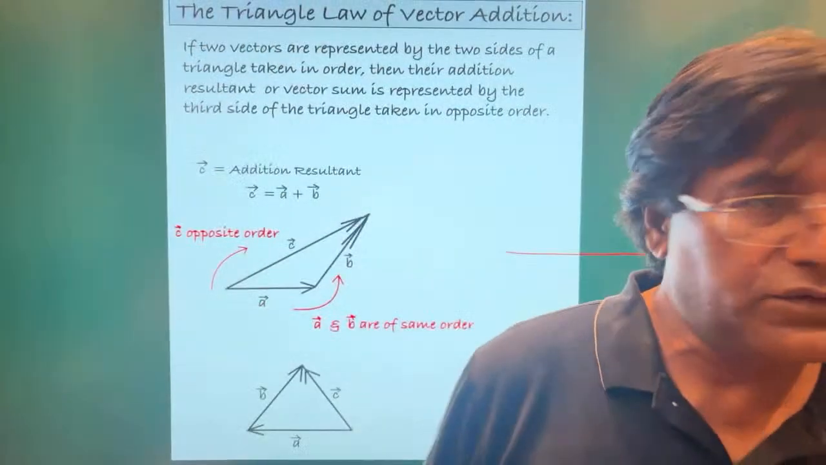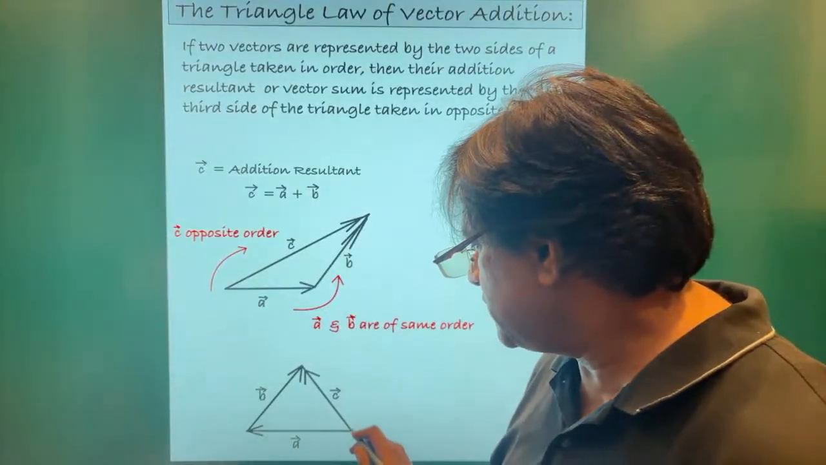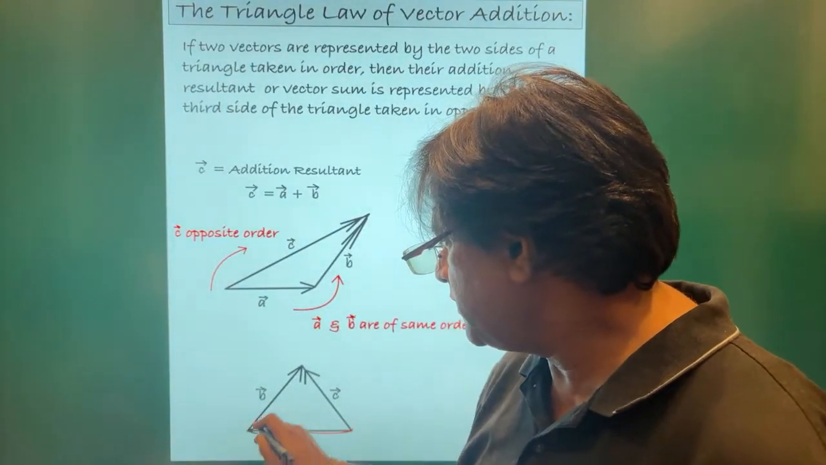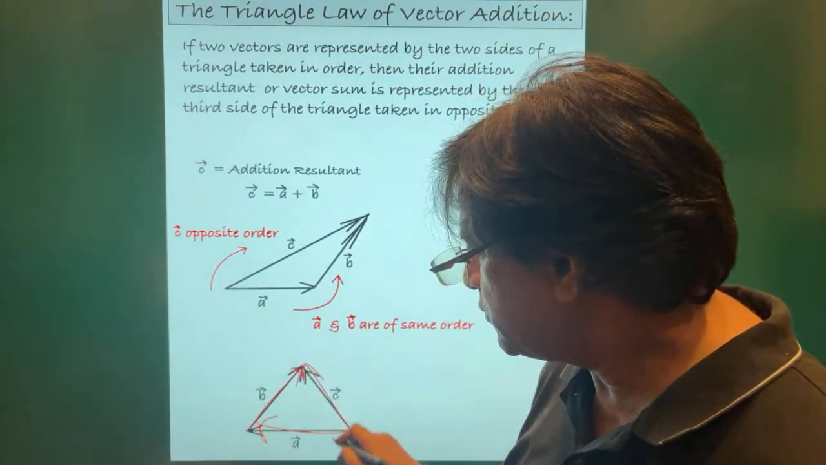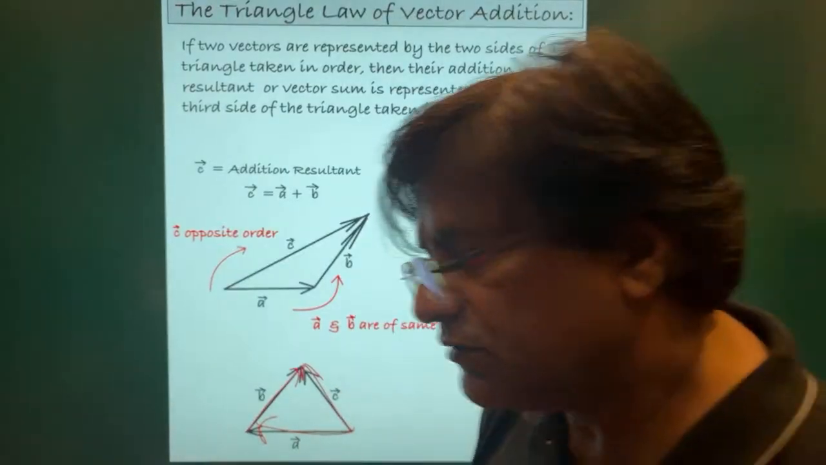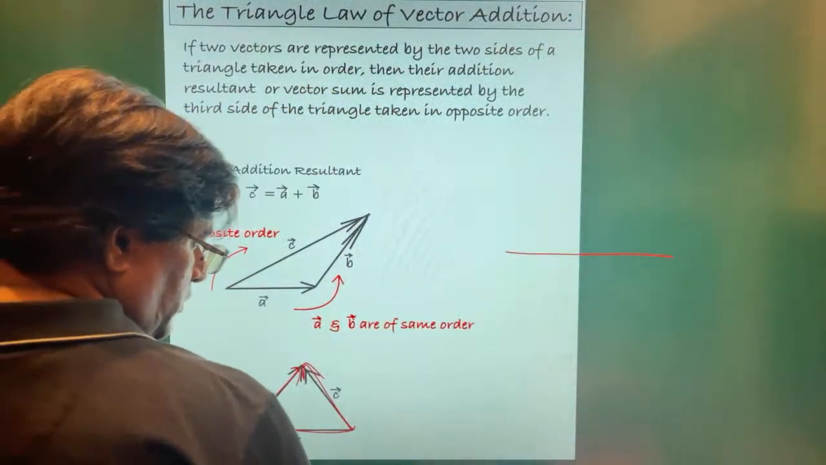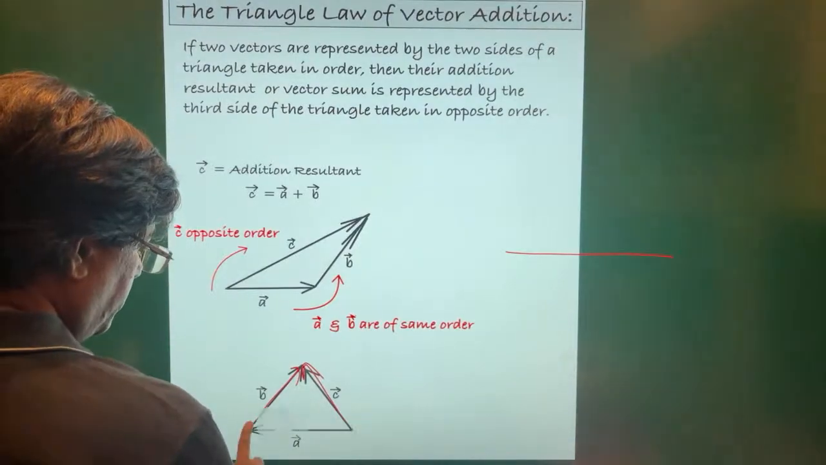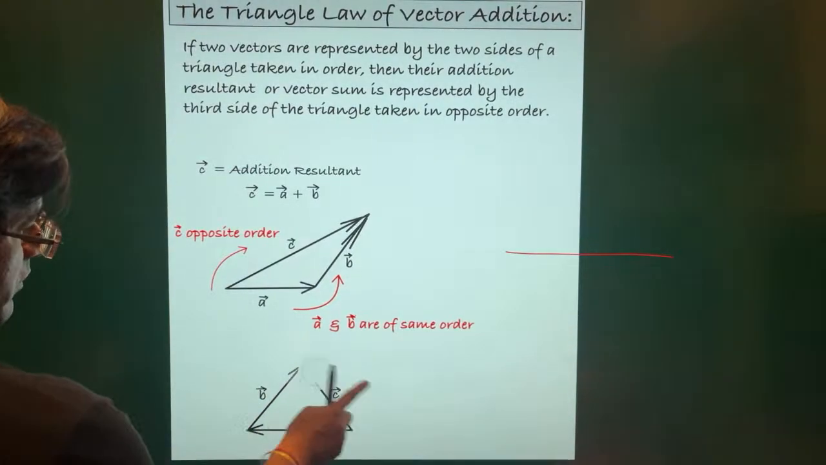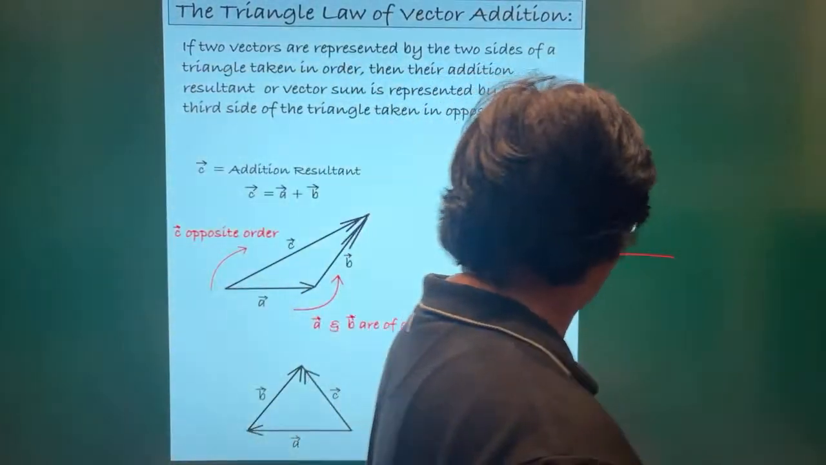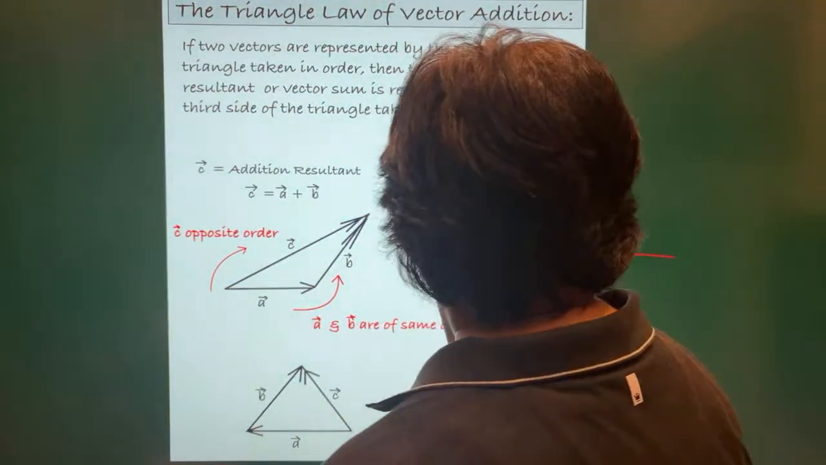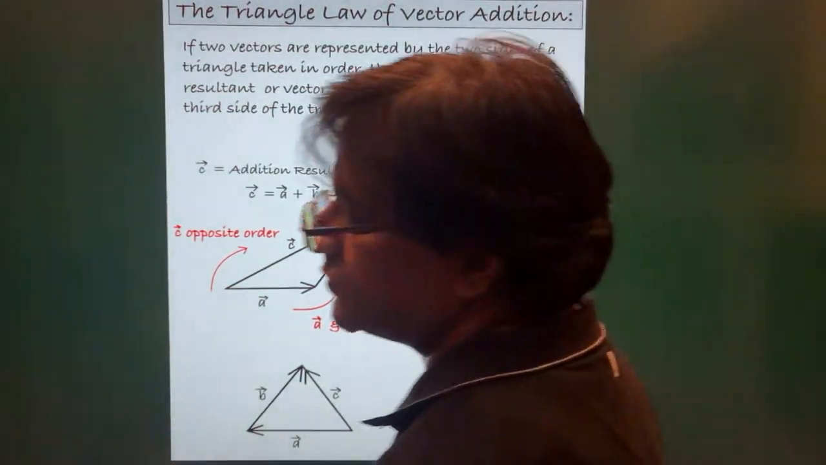Another example we have written here. Here again we will see that A ends and B starts, and C is of, say, opposite order. Again here C will be, say, A plus B. So this type of example we may have in case of vector addition, triangle of vector addition.